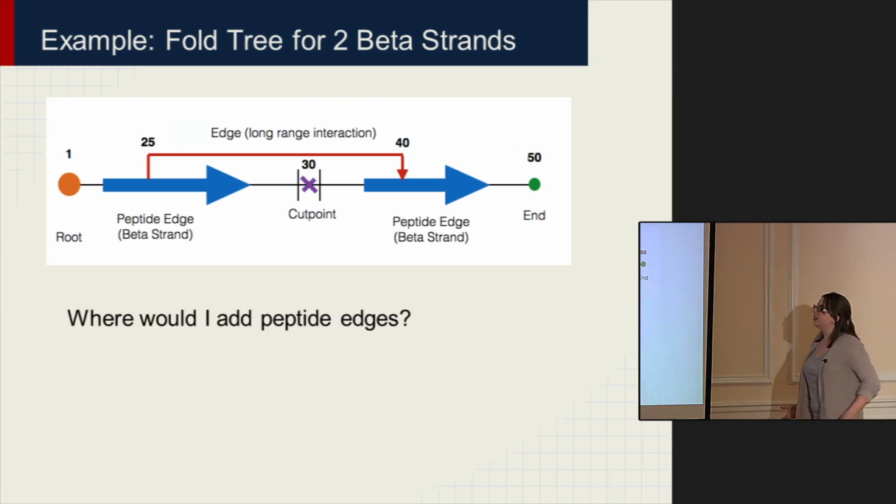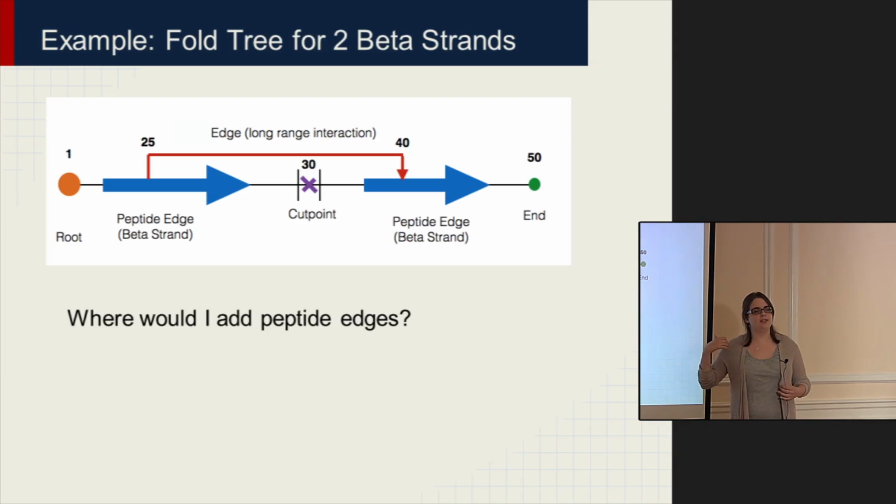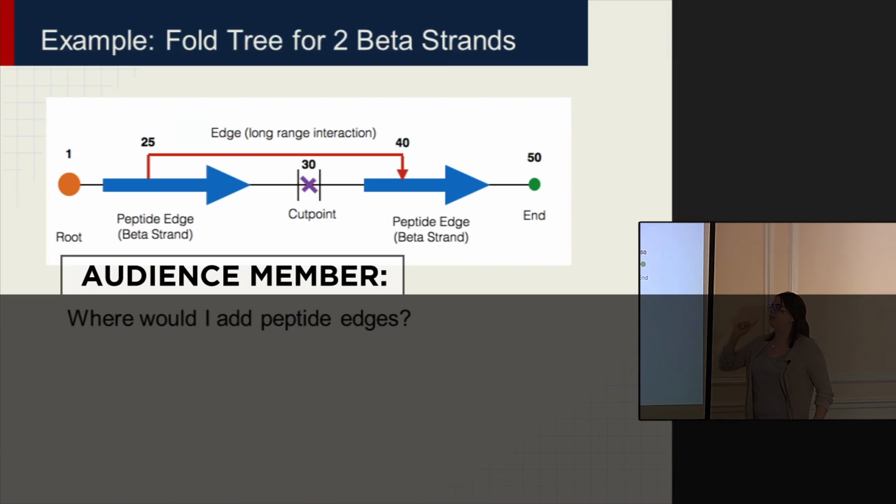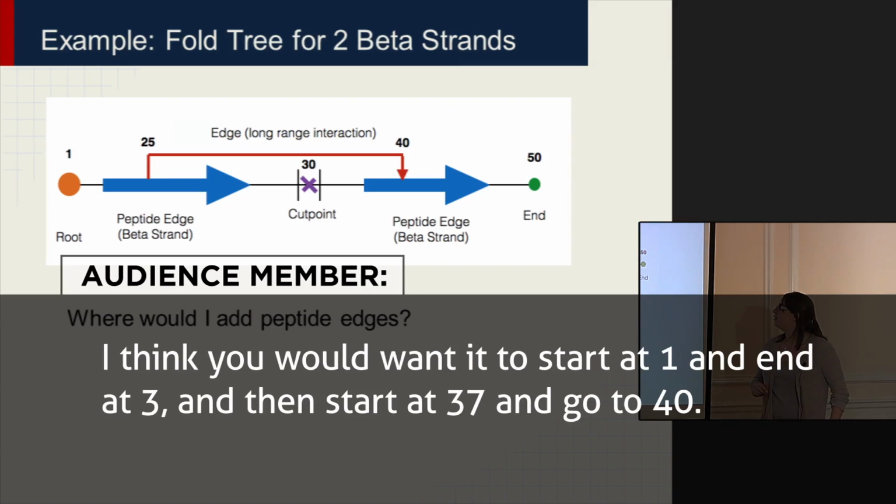And so this is an example FoldTree that we just kind of talked about earlier. So I guess we can go through it. So first, where would I add my peptide edges here? Okay. Yeah, so I do have it labeled. That is right. But what positions would it start and end at? I think you would want it to start at 1 and end at 30, and then maybe start at 30.